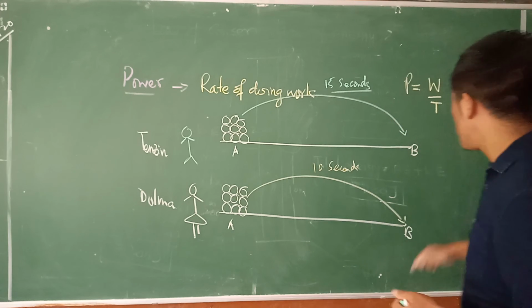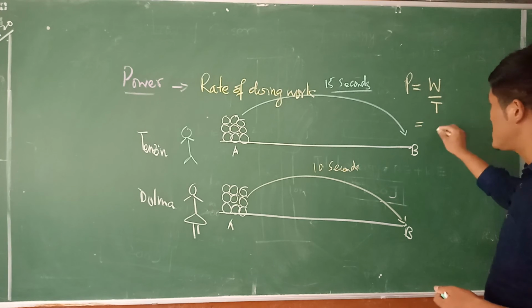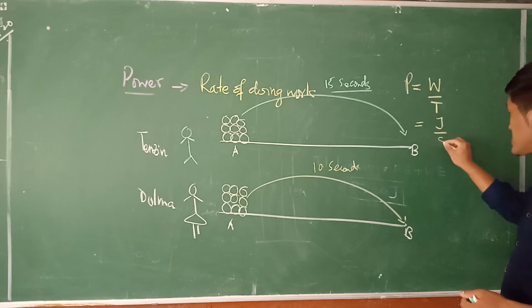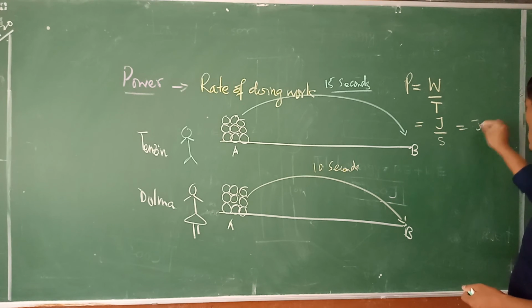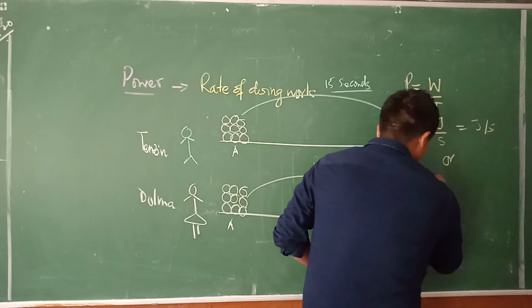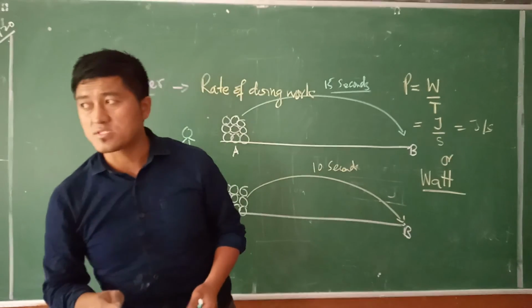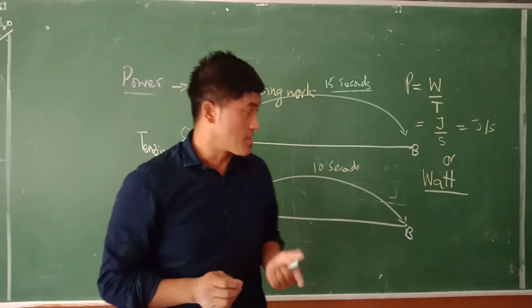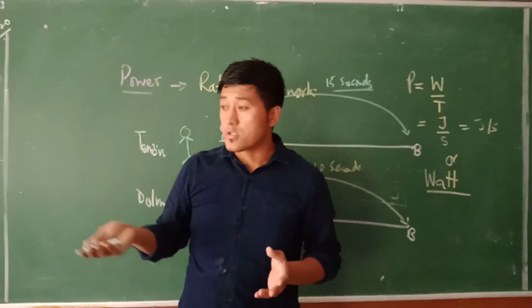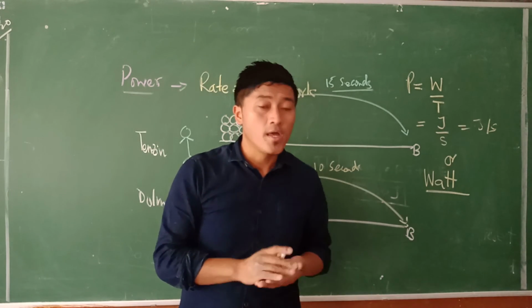Is that clear? Normally, the unit of work is joule, and the unit of time is second. So we write joule per second as the unit of power, or else there is a universally accepted unit, that is watt. Watt is the unit of power. Is that clear? So this is the gist of the chapter on work, energy, and power.